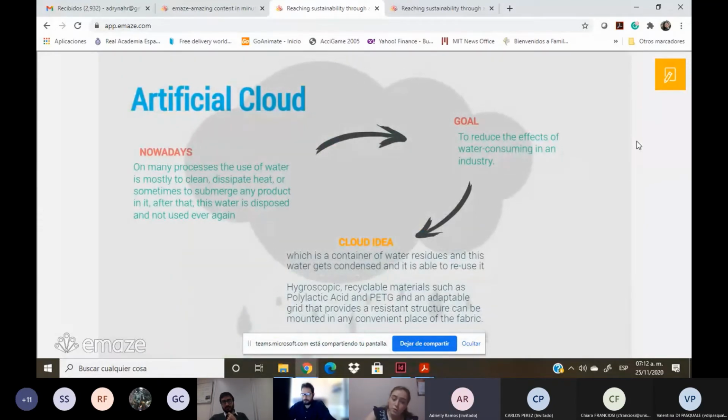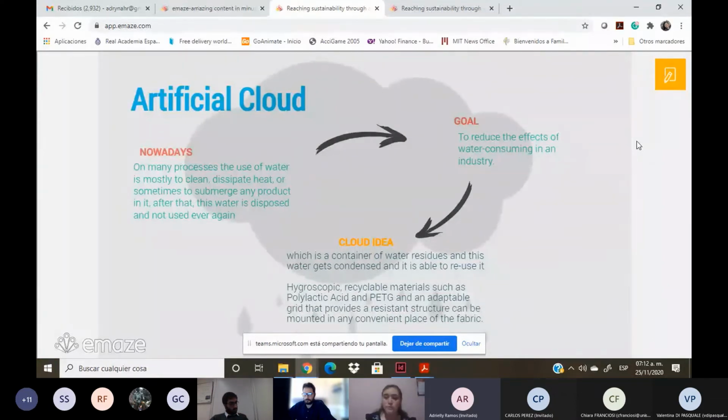So after that, we came up with the idea of artificial clouds. We saw that in many processes nowadays, the use of water is mostly to clean, dissipate heat, or sometimes to submerge any product in it. After that, the water is disposed of and never used again. So that's why our goal was to reduce the effects of water consumption in an industry.